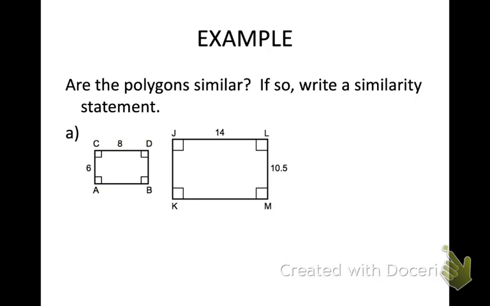So are the polygons similar? If so, write a similarity statement. So we have 2 questions that we need to ask ourselves in order to determine whether we have similarity or not. So first thing we have to check is, do we have congruent angles? Well, yes, they're all right angles, so that part's good. So now we need to check, do we have proportional sides?